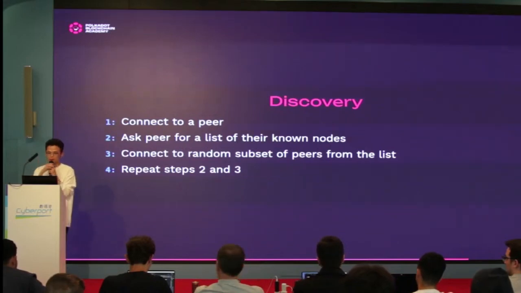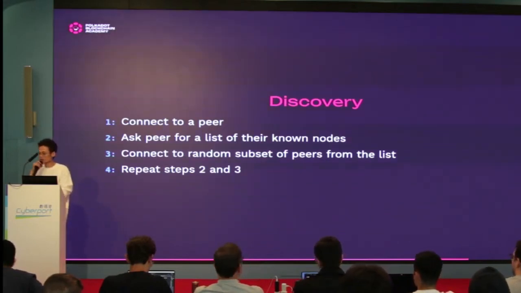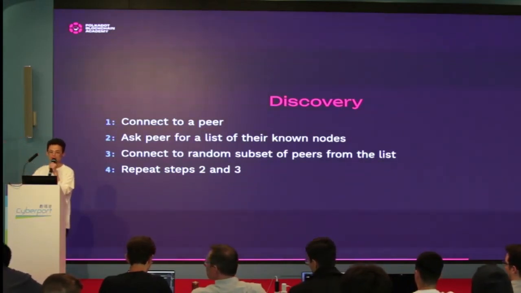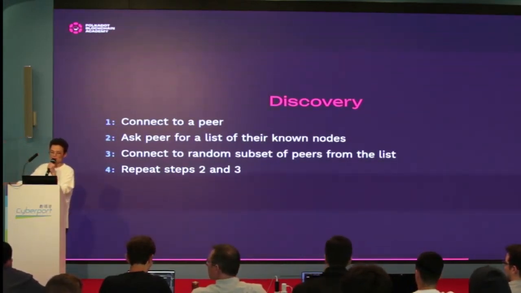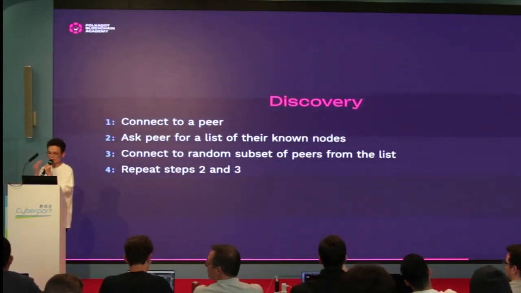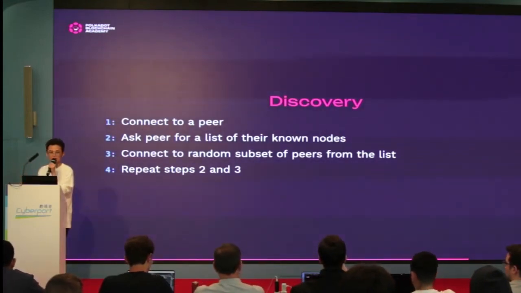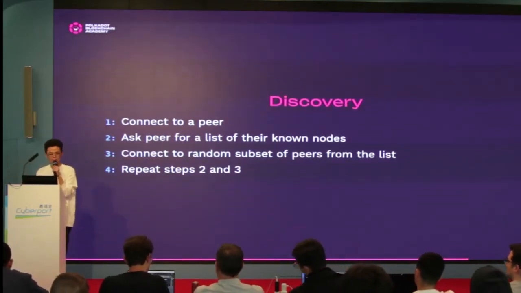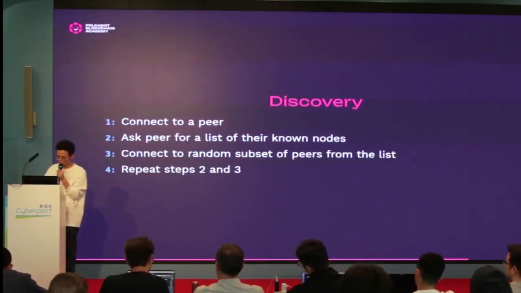Okay, so that is the peer discovery procedure. You first connect to a peer, which is something like a bootstrapping node in the network. Then you will be able to know a list of nodes that are connected to the peer you know, and then you randomly choose a subset of the peers from the list to connect to.